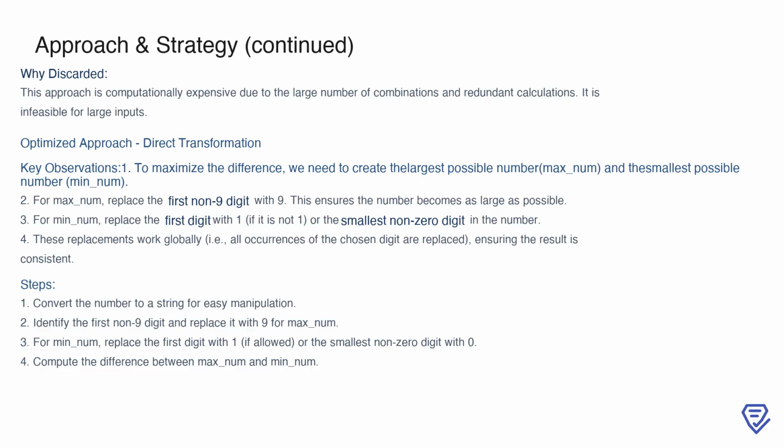The goal is to maximize the difference between two numbers, one as large as possible, and the other as small as possible. For the largest number, we replace the first non-9 digit with 9, ensuring the number becomes as large as it can be. For the smallest number, we replace the first digit with 1, provided it's not already 1, or the smallest non-zero digit with 0 to minimize its value.